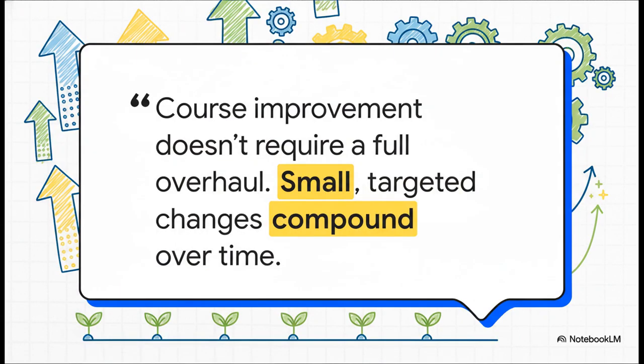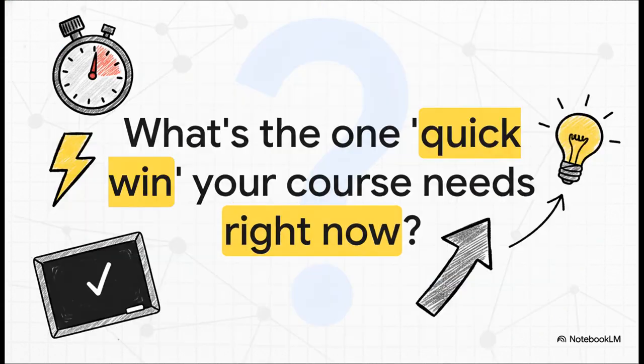And this really is the key takeaway, isn't it? You don't have to burn yourself out trying to completely rebuild a course from scratch. Real, lasting improvement often comes from making small, intelligent, targeted changes that build on each other, semester after semester. So I'll leave you with this to think about. Based on everything we've just talked about, what's the one quick win your course is just waiting for? What's one small change you could make, maybe in the next 30 minutes, that would create a little more clarity and a little more success for your students tomorrow?